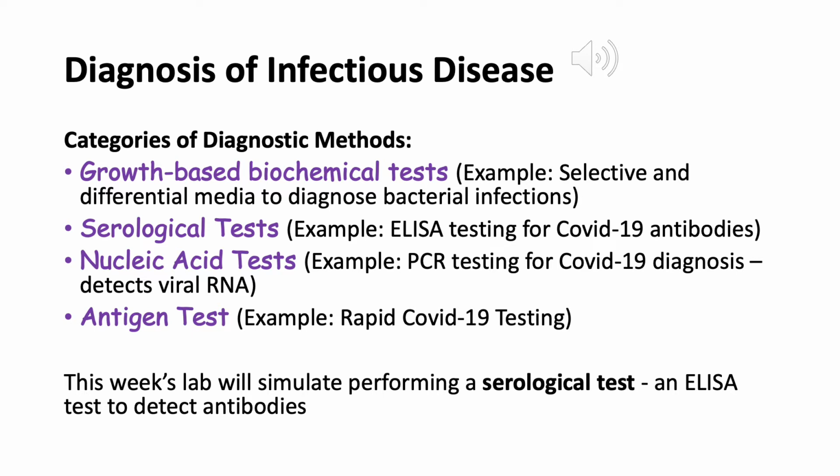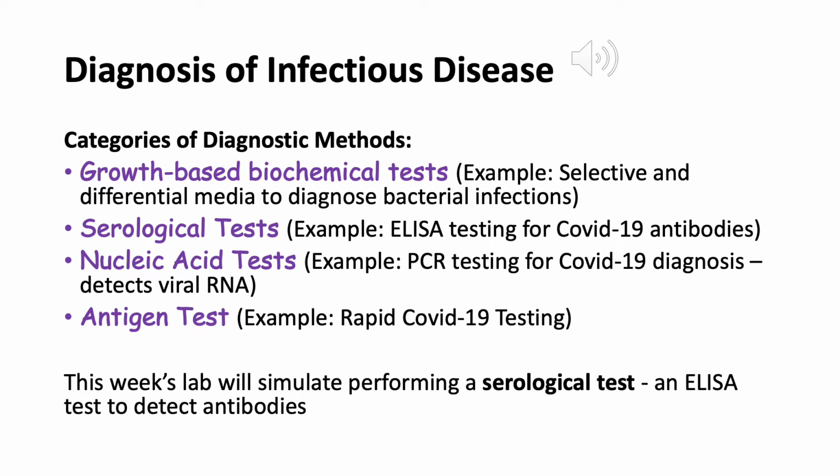So that's a faster test. It can be done in a matter of minutes. It's not quite as accurate as the PCR test. The PCR test is kind of the gold standard for COVID-19 diagnosis, but the antigen test is the rapid one. So I wanted to go through all of those so you're familiar with them in terms of what's going on now with COVID and the different types of tests that are available.